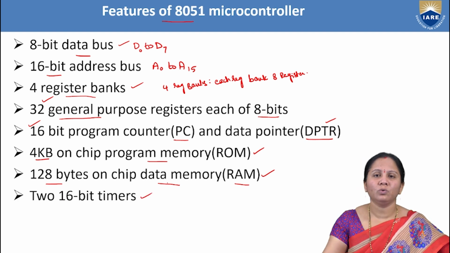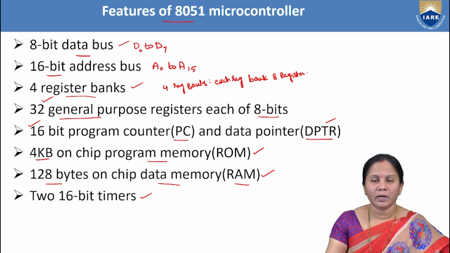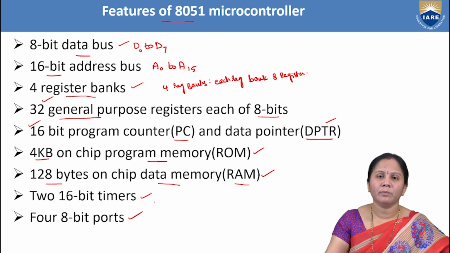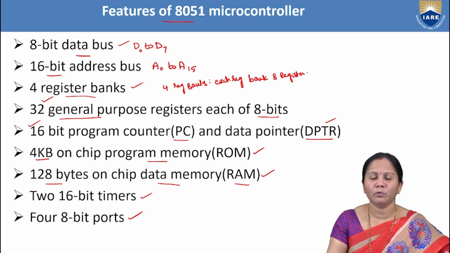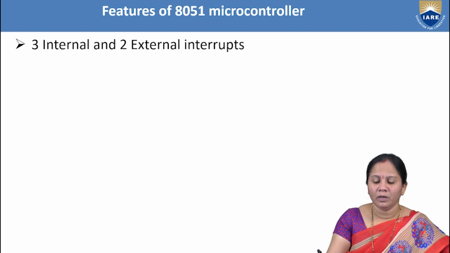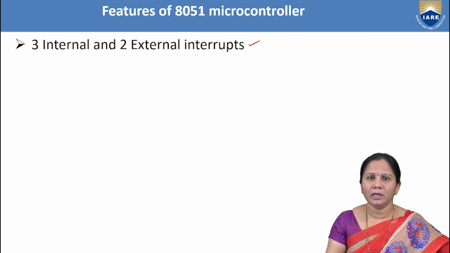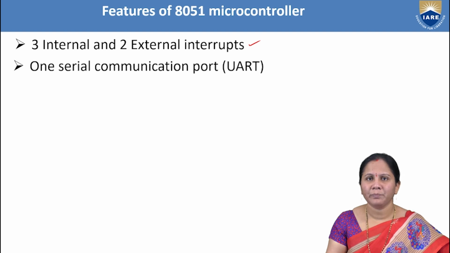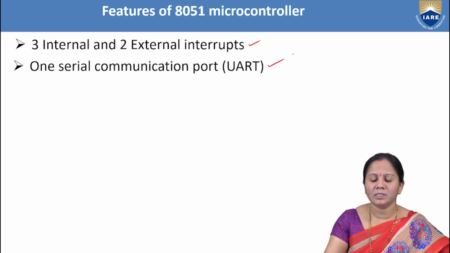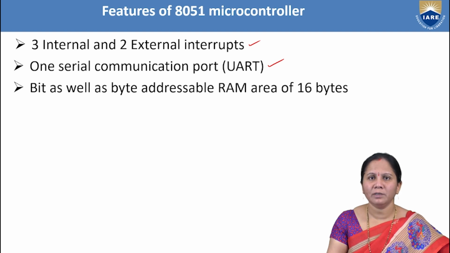And it consists of 2 16-bit timers. So 2 timers are there, timer 0 and timer 1, each of 16-bit. And 4 8-bit ports are there, that is 4 ports totally: port 0, port 1, port 2 and port 3. Each port is of 8-bit in size. Another feature is that 8051 also consists of 3 internal and 2 external interrupts. And it has 1 serial communication port, that is UART, Universal Asynchronous Receiver Transmitter.